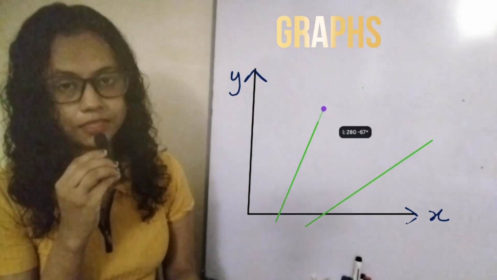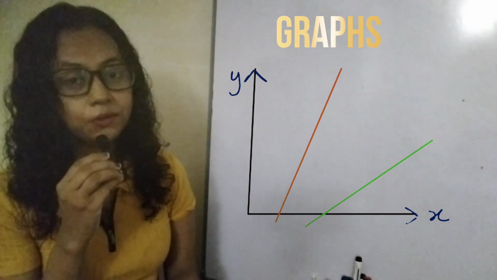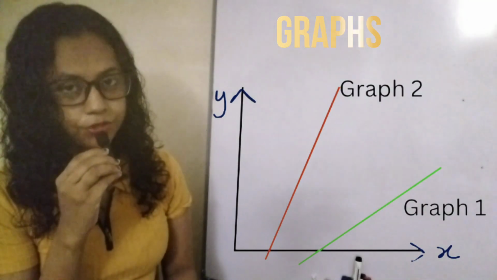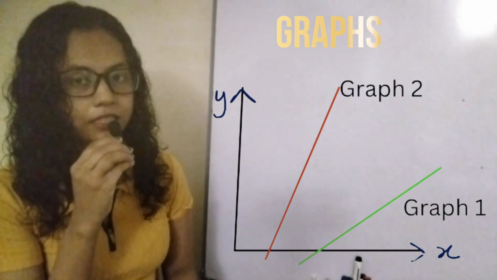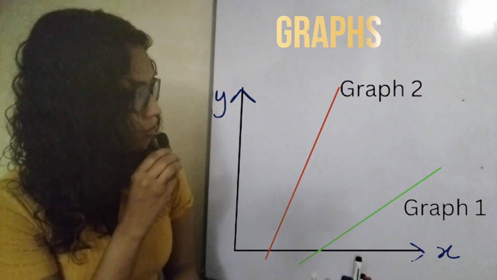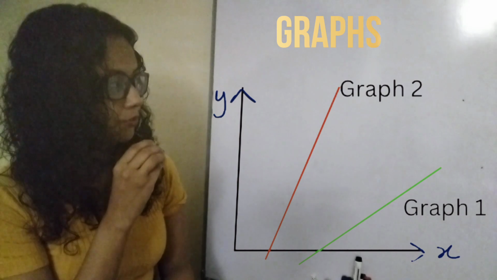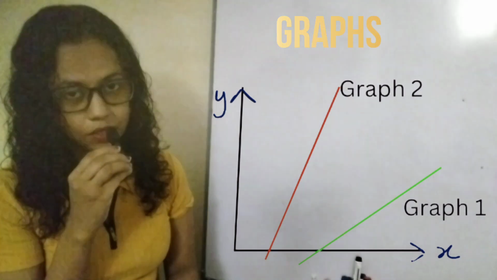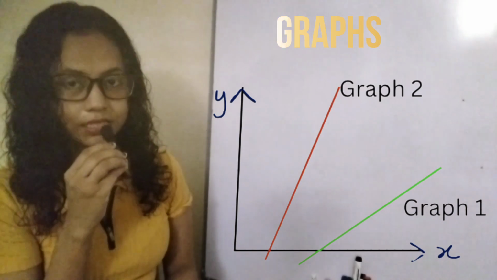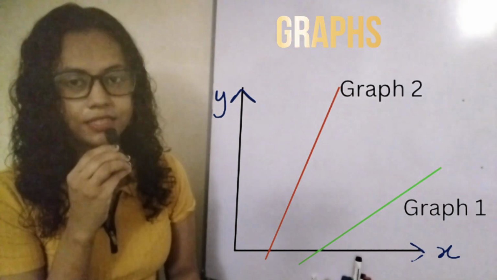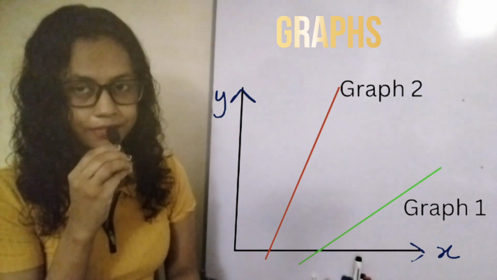As an explanation, see the diagram. There are two graphs, graph 1 and graph 2. The gradient of graph 2 is greater than the gradient of graph 1, right? The gradient of graph 2 is larger than the gradient of graph 1. That means graph 2 is steeper than graph 1. Hope you could understand the concept.